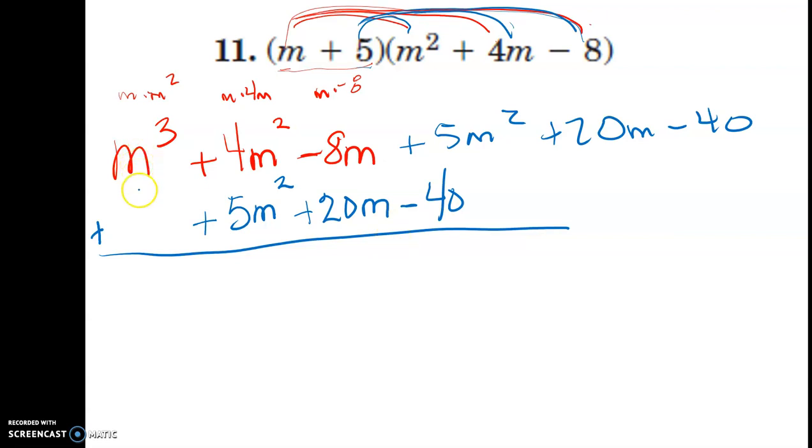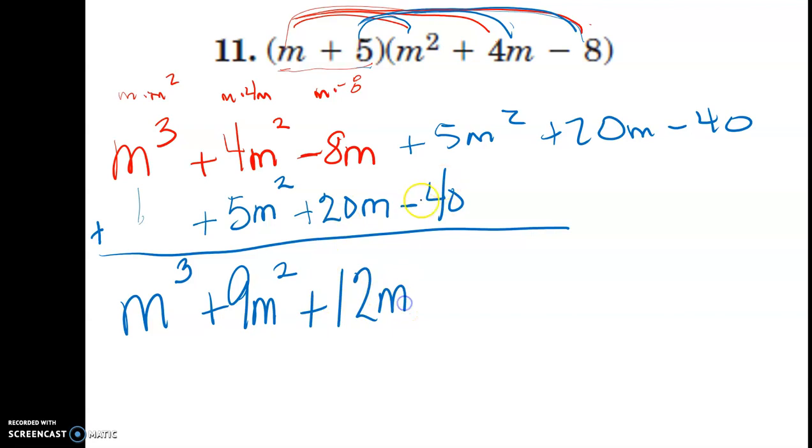So I have m cubed. There's no other m cubes, so I have m cubed. I have 4m squared plus 5m squared is 9m squared. I have negative 8 plus 20m, which gives me a positive 12m. And there was nothing else that went with the 40, so I bring down negative 40.